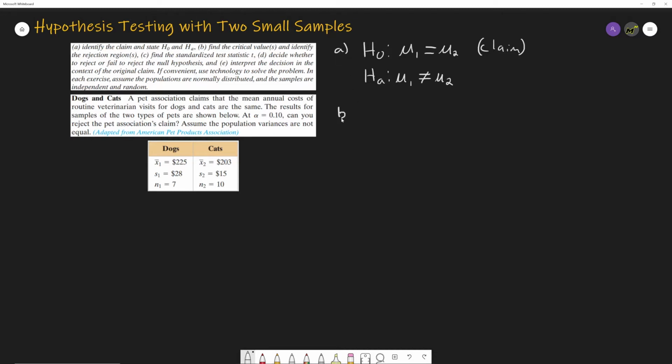Part B, let's find the critical values. Okay, well, there are a few key pieces of information we need to think about. Here we have the property of equality, and it's an equal test. It's not a greater than, it's not a less than. We're saying these things are equal. That's good to know right away. I know it's going to be a two-tailed test. Let's see, other key information. They said the variances are not equal.